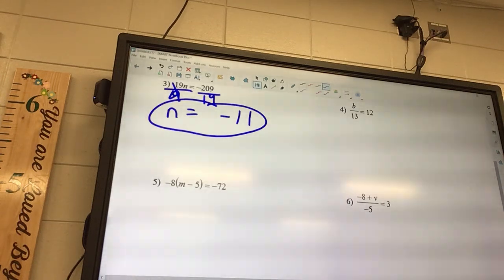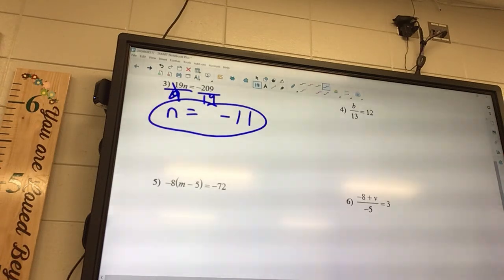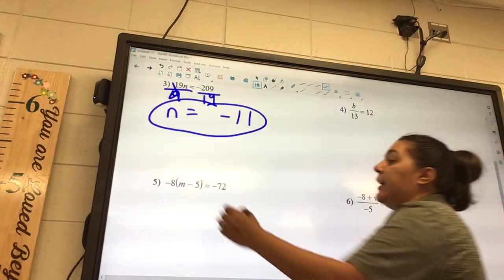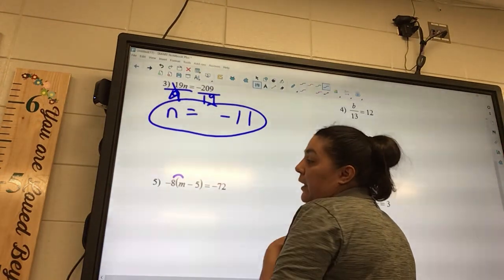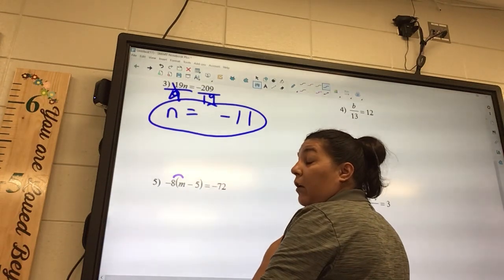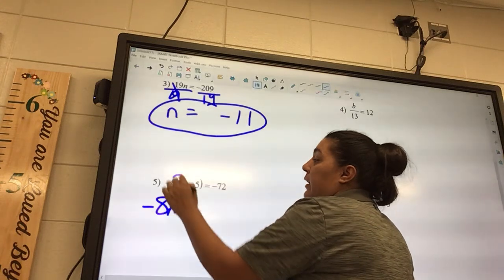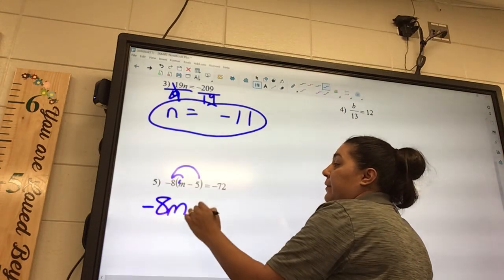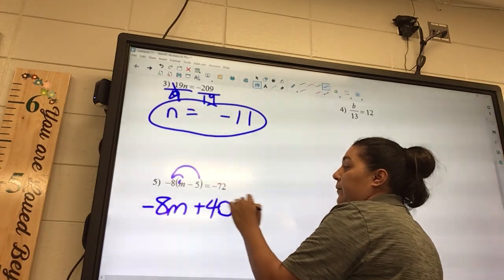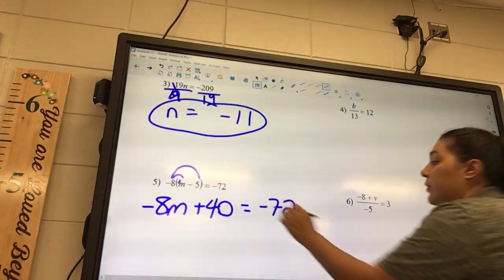Okay, number 5. Are there parentheses? Yes, so we have to do those first. So negative 8 times what? m. Or 1. Okay, so we're going to get a negative 8m. Negative 8 times negative 5 is a positive 40. And a minus 72.